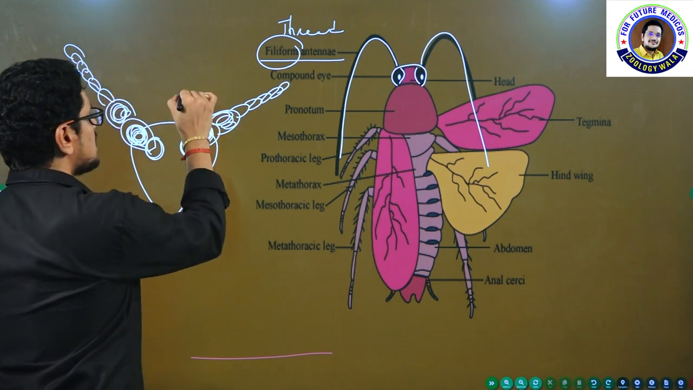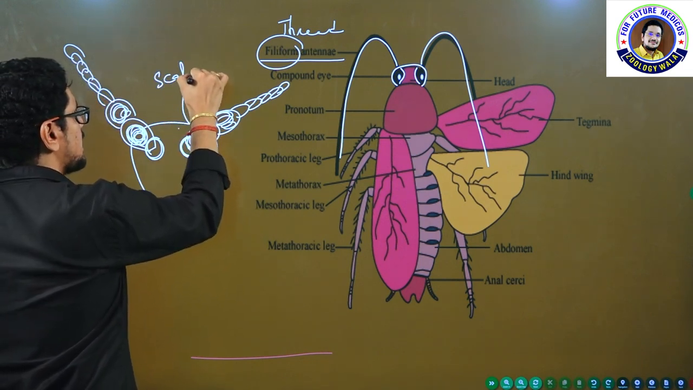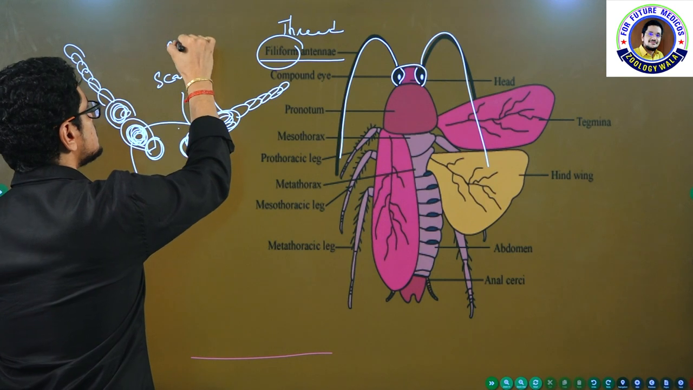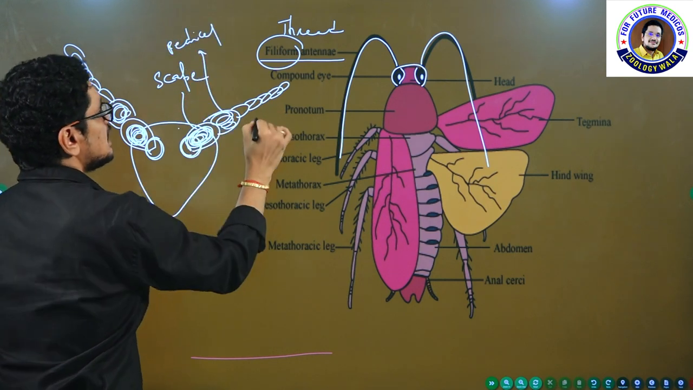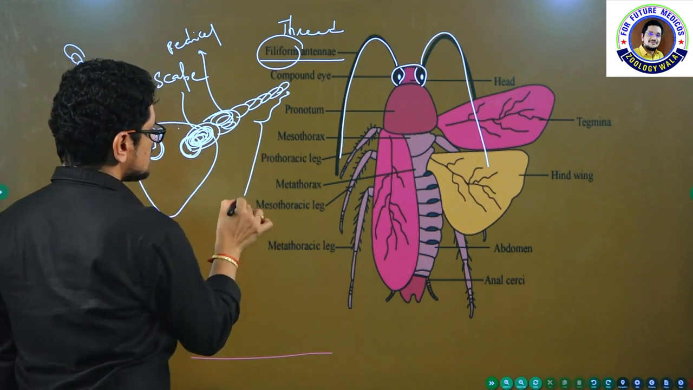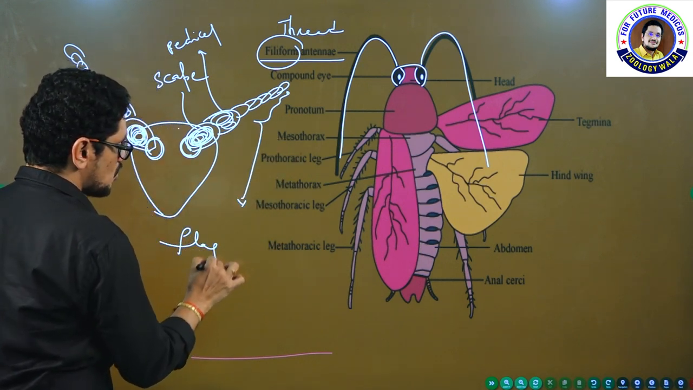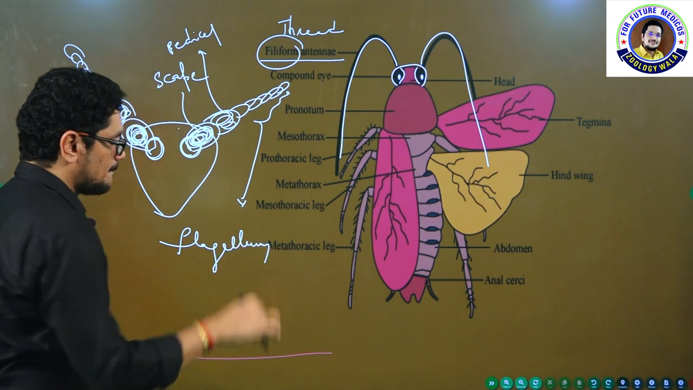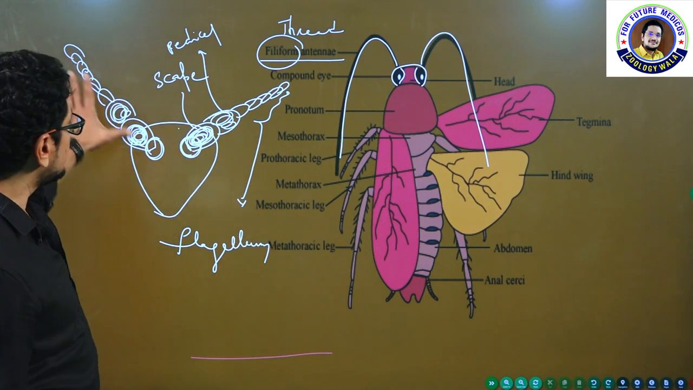So what is the first part? S-C-A-P-E, scape is the first part, and this is the pedicel. And this multi-segmented structure, what is it called? The multi-segmented structure is called the flagellum. So that is regarding the antennae.